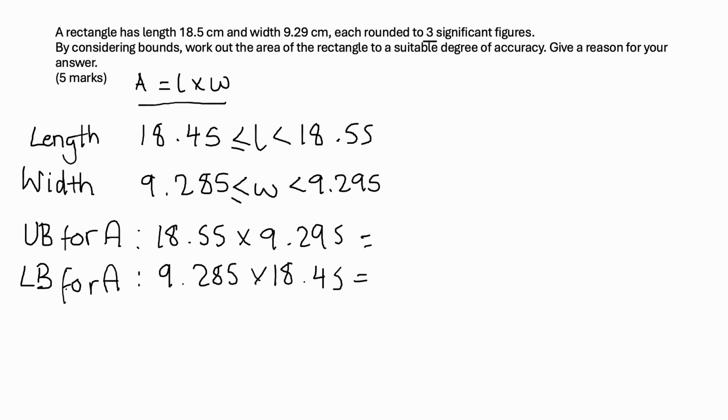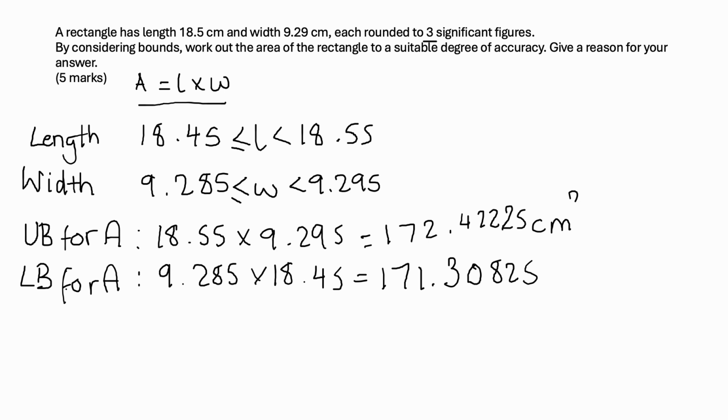Okay, if we whack that into our calculators, our upper bound for area, 18.55 times by 9.295, we should get an answer of 172.4225. And then for our lower bound, we should get an answer of 171.30825. And of course, area is centimeters squared for units.